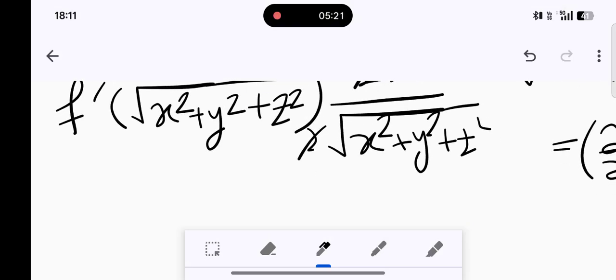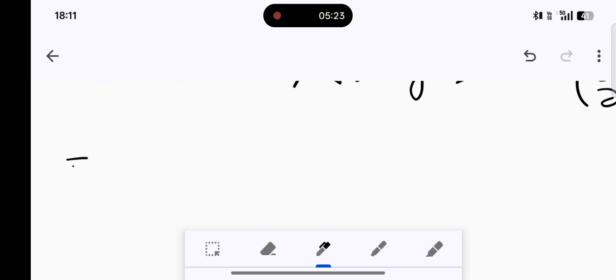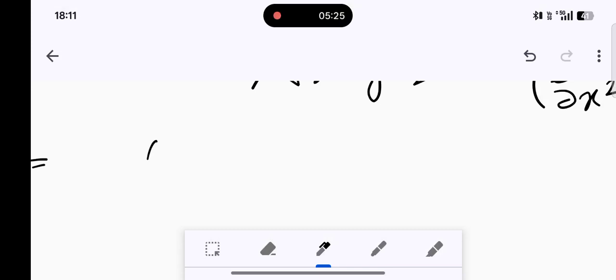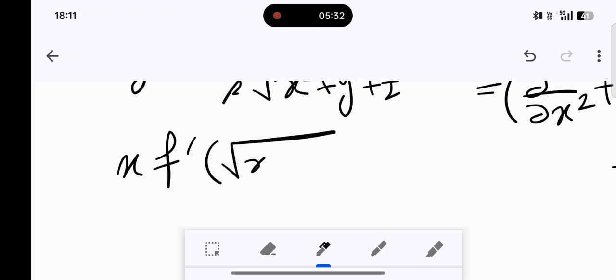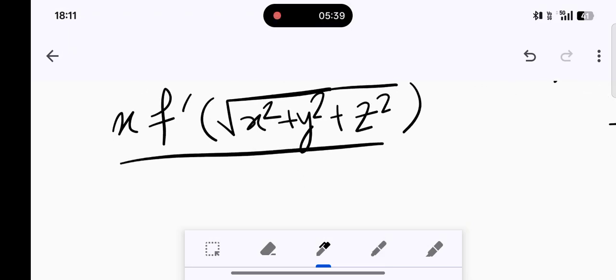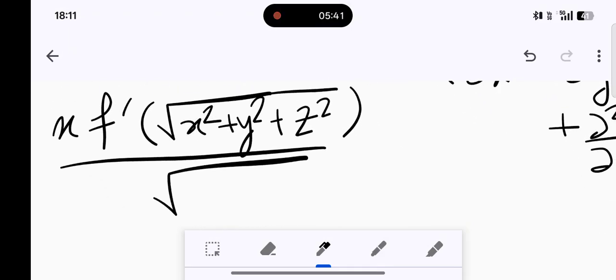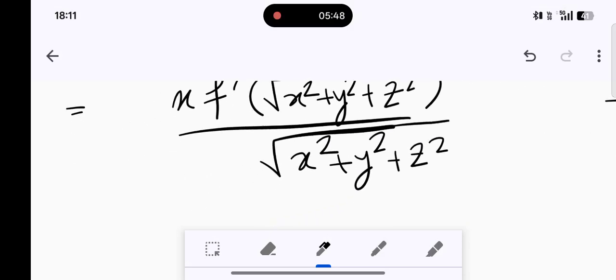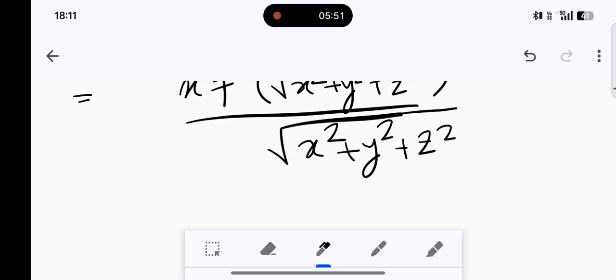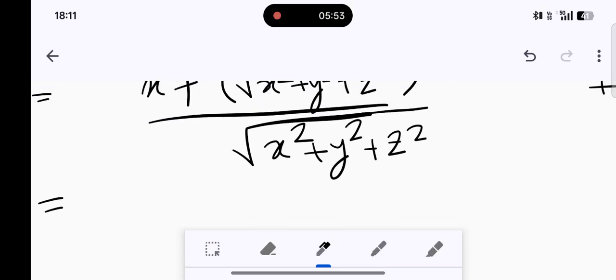Now we have to do the double differentiation with respect to x again. So basically this is something like x into f dash. This is root over x square plus y square plus z square, divided by root over x square plus y square plus z square. Very nice. Now we have to differentiate it again with respect to x.